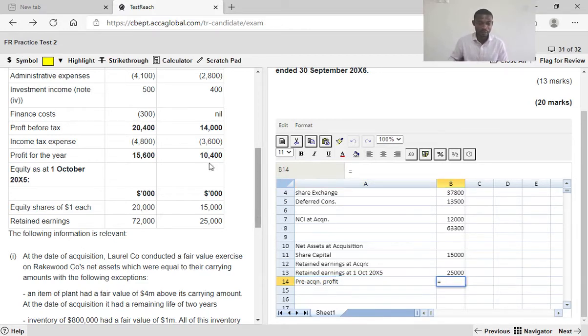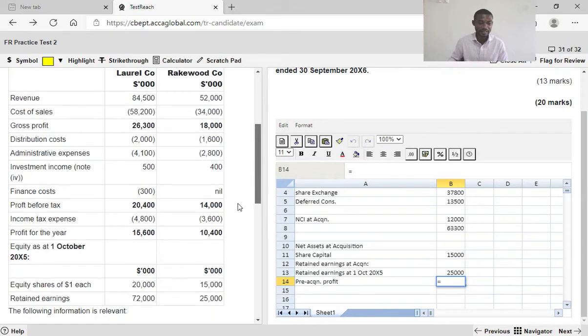I'll just go up here. The profit for the year in the information here for Rockwood is 10,400. So I'll type 10,400 times the number of months, which will be 3 divided by 12, and I'll have the answer. Very simple. Now the next thing I'll do is to bring my fair value.